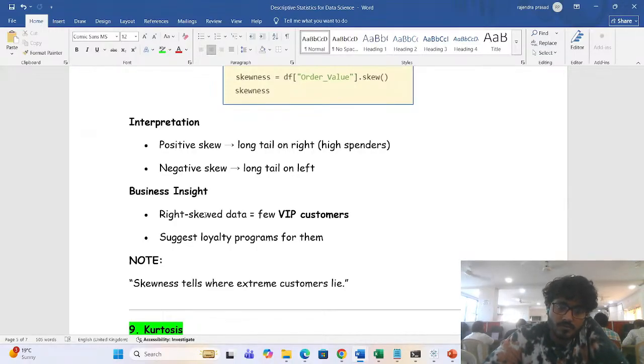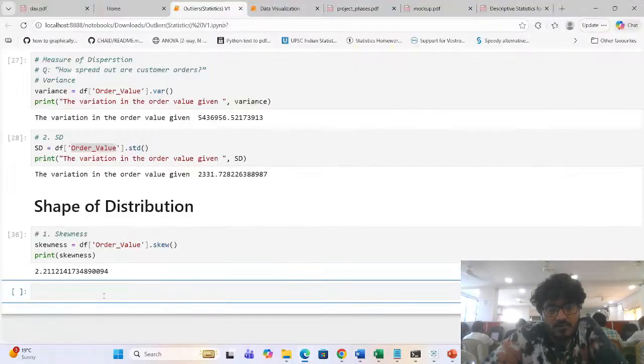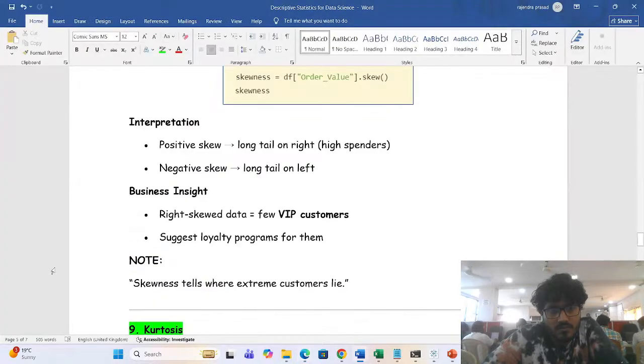How can I come across high VIP customers? When the skewness, see here 2.1. For example, if your skewness value is around 50, 30, like that, you can decide that a higher number of people are VIP customers. So if you have VIP customers, then you have to create separate plans for them. For example, regular people will have one type of customer support.